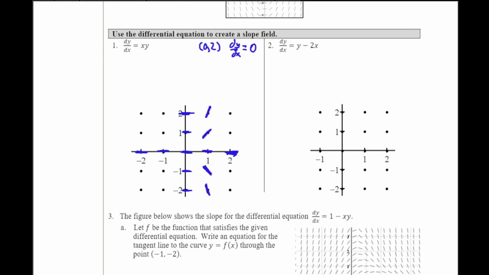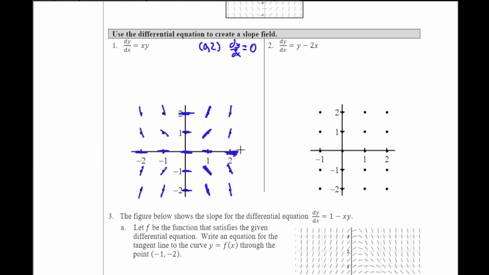Try these out on your own. You can pause it if needed. All right, so you don't have to be perfect with these, but what you should have for question 1 is something that looks like this right here. Let's go on to question 2.